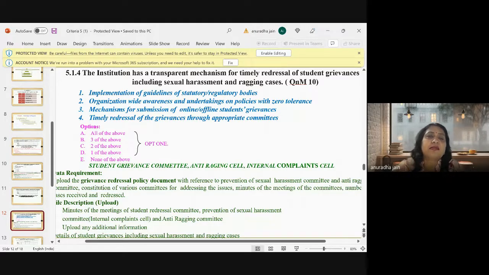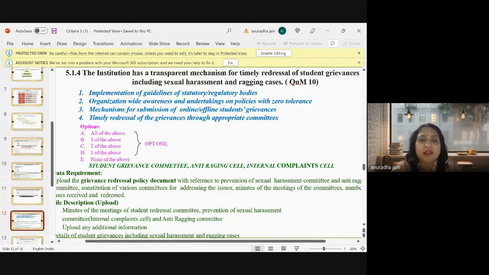So in the SSR you also have to give, first of all, for the first point, that there are committees which exist, and proper implementation of these statutory rules and regulations are adhered to by the organization. So all these details you have to provide about the office orders, about the notices, about the meetings also, and also the constitution of these different committees.